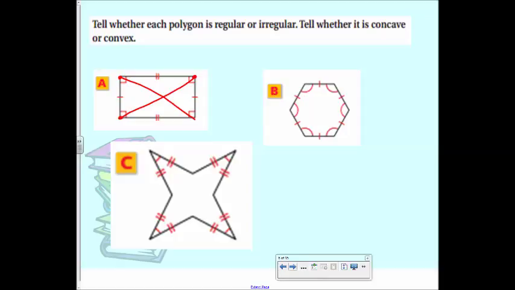C is irregular. Why? What are not all the same? The sides are all the same. The angles. Are all the angles the same? What angles are not the same? Is this an angle right here? Yes. Is that the same as this one? No. So is this regular? No, it's not regular. Is this concave or convex? Concave. Why? If you connected this one to this one, where would you do it? Outside. You made a little cave, so it's concave. It is irregular and it is concave.